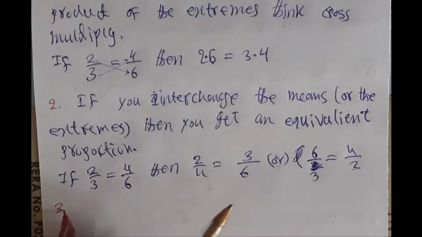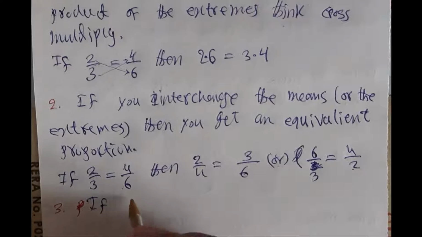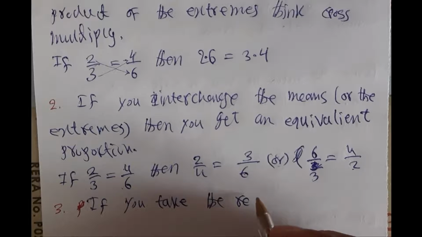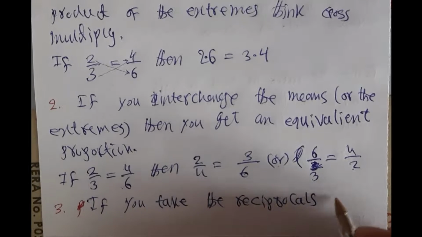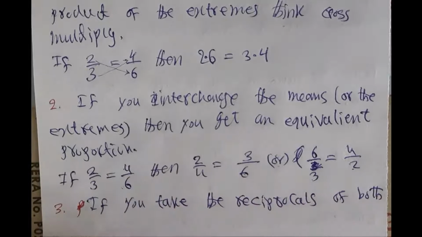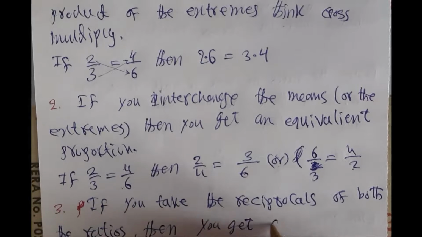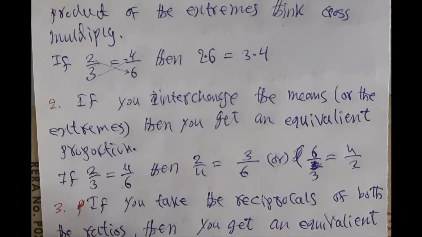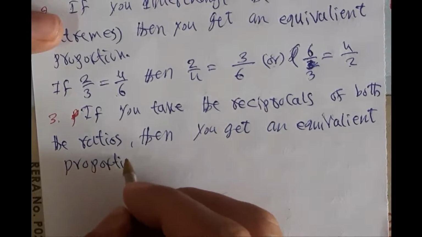Third property. Third, if you take the reciprocal of both the ratios, then you get an equivalent proportion.